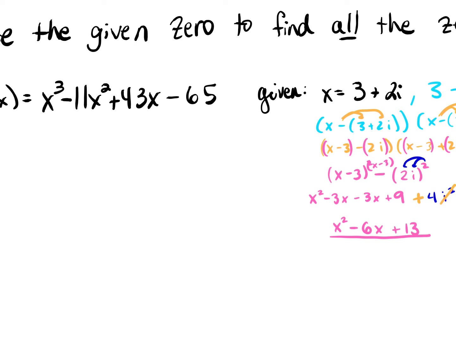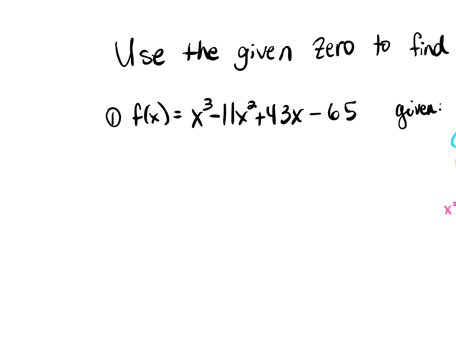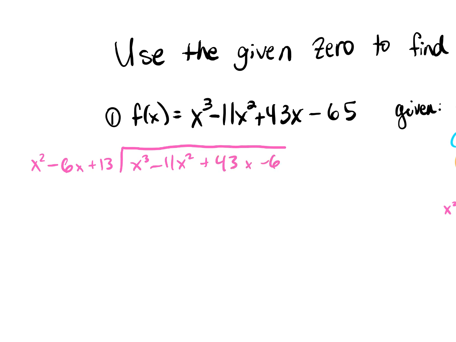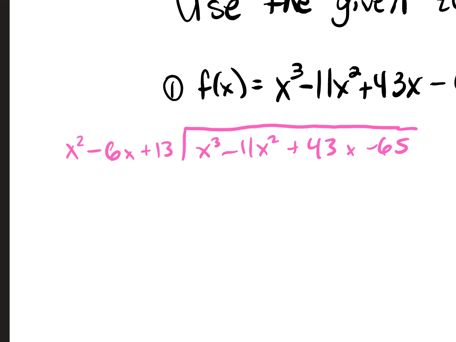How can I find another factor? Long division. So I start with x squared minus 6x plus 13 on the outside, and then my polynomial goes on the inside. So x cubed minus 11x squared plus 43x minus 65. So long division, how would I start? Divide x cubed by x squared, and I would get x.